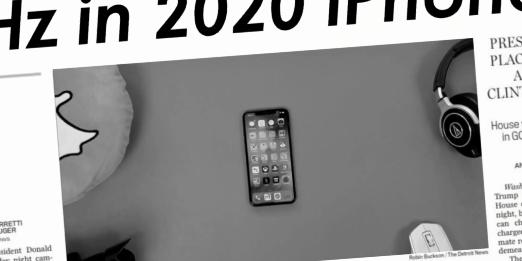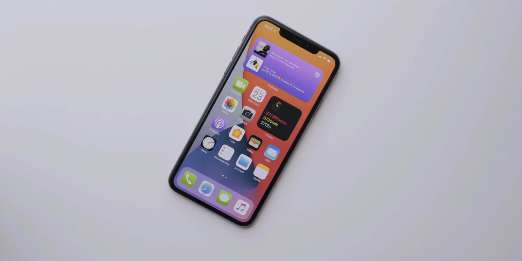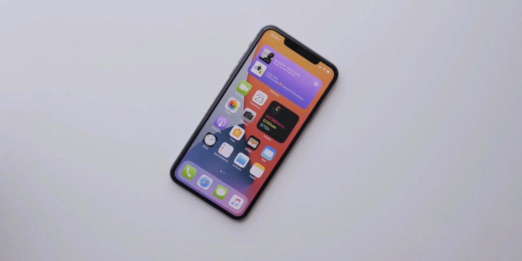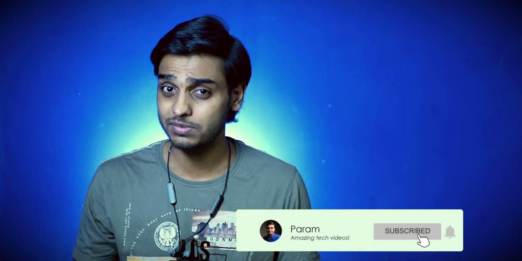So everybody started speculating that the iPhones releasing in 2020 would have a high refresh rate screen of 90 Hz or probably even 120 Hz. Because otherwise, why the hell would Apple even give such an option in iOS 14, right? And it's not happening. So in a year where every manufacturer is trying to include a high refresh rate screen in their flagships, why is Apple not doing it? Well, let's find out.